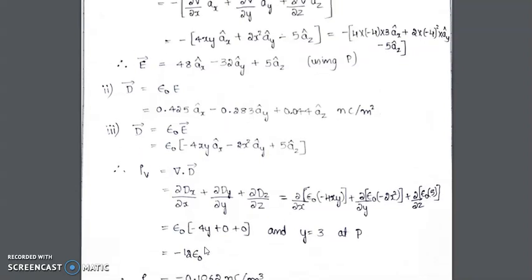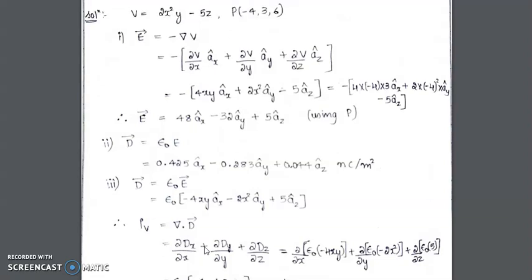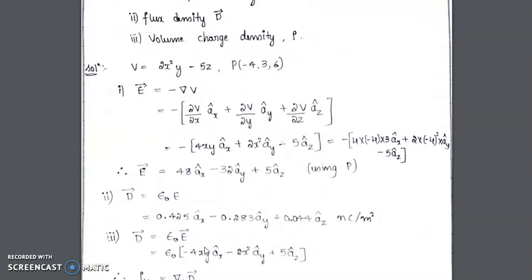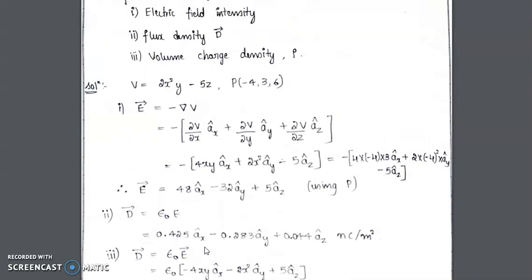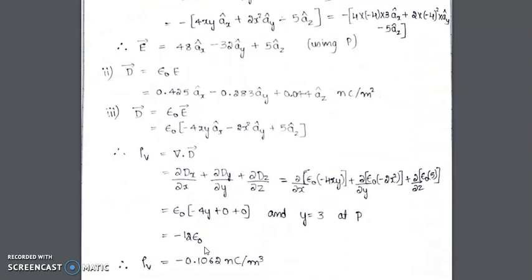So this is how you find the electric field intensity, electric flux density and volume charge density at a given point for a given equation of potential using the potential gradient equation. We will see one more problem on this.